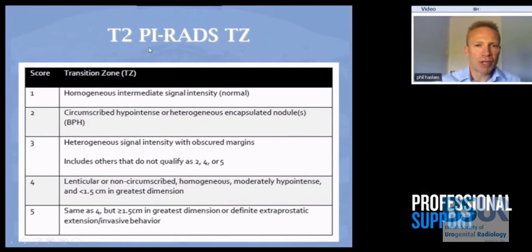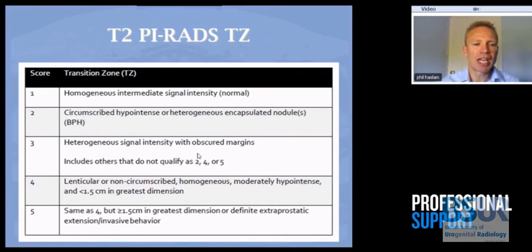So, look at T2 PI-RADS in the transitional zone. Homogeneous intermediate signal intensity is normal in the transitional zone. We get areas of BPH. These are well encapsulated, very well circumscribed. These are normal. That will be given a PI-RADS 2. Heterogeneous signal intensity with slightly ill-defined margins, that's PI-RADS 3. It might be BPH, it might not be BPH.